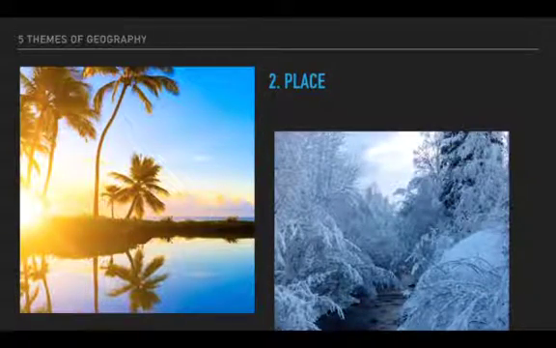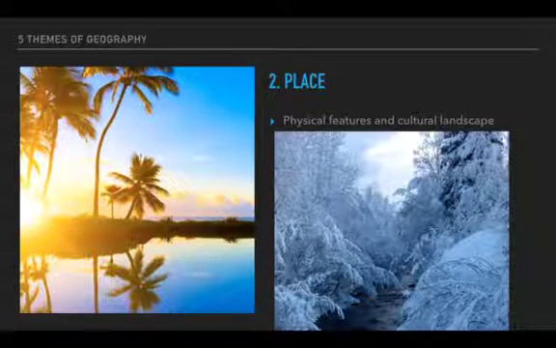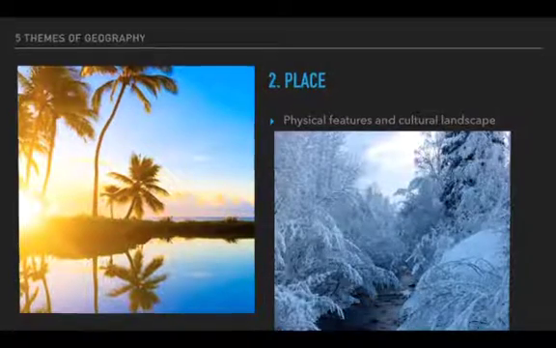The second theme of geography is place. Now, this is relatively simple. We are looking here at physical features, cultural landscapes of a location. As we try to describe the place, we might describe the climate. It's very warm, it's sunny, it's tropical, compared to it's very cold, frigid. It is winter-like, as you see in the contrasting pictures there. So we might describe the place as part of the climate, the landforms, maybe the vegetation that's there, or the environment as we describe those physical features.